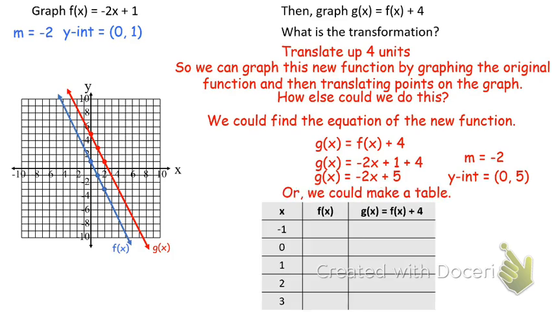Or we could take a table. Here, we got to multiply each of the inputs by negative 2 and add 1. So I would get these points. And then, to find the g of x, just add 4 at each of those blue values. The coordinates would be negative 1, 7, 0, 5, 1, 3, 2, 1, and then finally 3, negative 1, which are points on that red line.